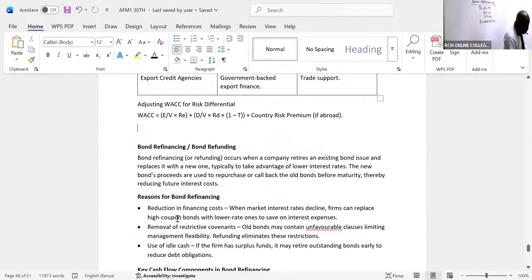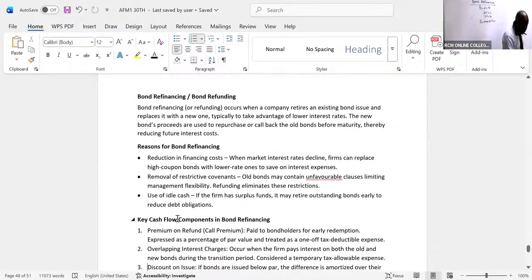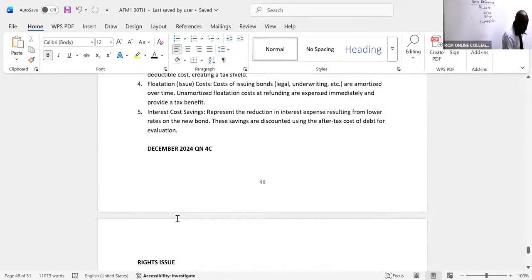Use of idle cash. If you realize in this case here that you have got some 20 billion somewhere lying idle, then what should you do? And you happen to be having bonds. You happen to be having a loan. Retire that old loan. All right. So for us to be able to understand what we are talking about, I would want us to look at December 2024, question number 4C.